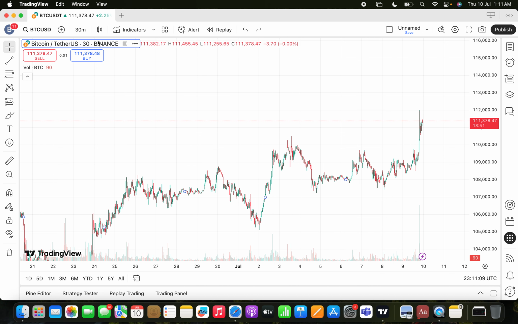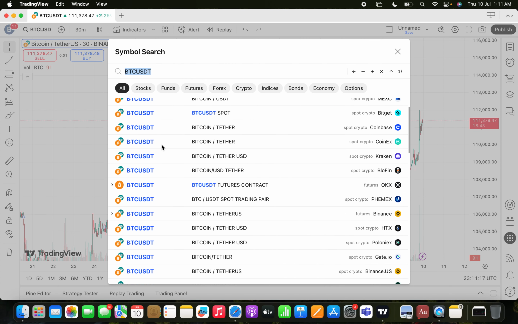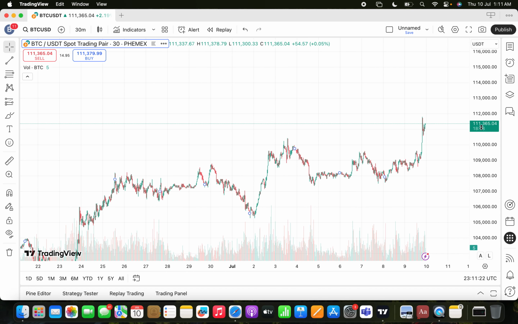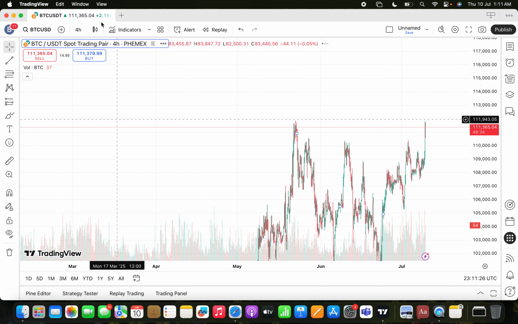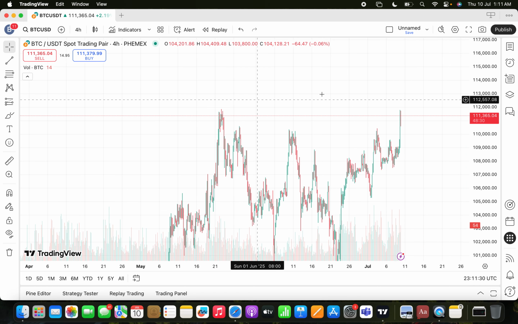You search up the pair you want to trade on TradingView. Let's go to Bitcoin already. You search it up and then you look at the charts. You mark out your key levels. Personally, I use the 4-hour time frame in marking out my key levels.